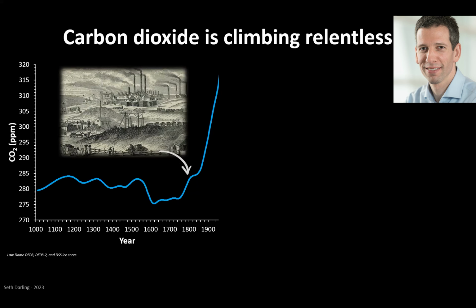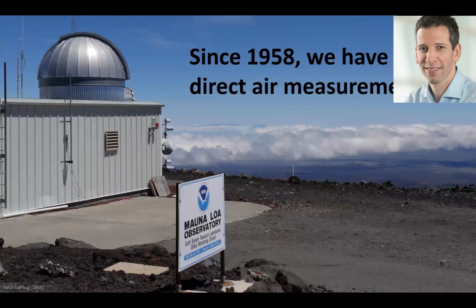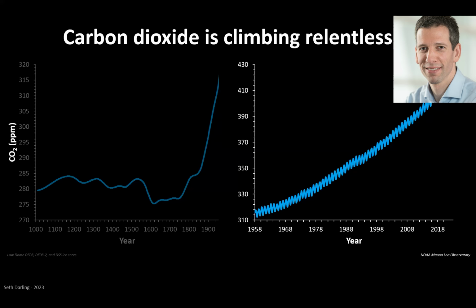It started skyrocketing. Well, in the last 70 years or so, since the mid-50s, we've been collecting direct samples of the atmosphere every day. So prior to 1958, we have data year by year for hundreds of thousands of years, but since 1958, every single day. And here's the data from 1958 from that observatory. Again, you can see the trend of carbon dioxide is continuing to rise.